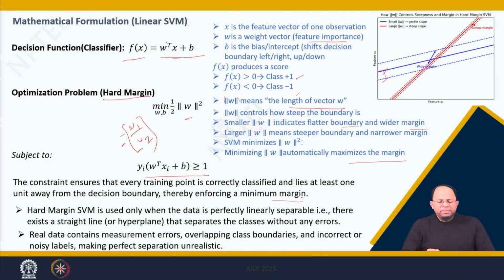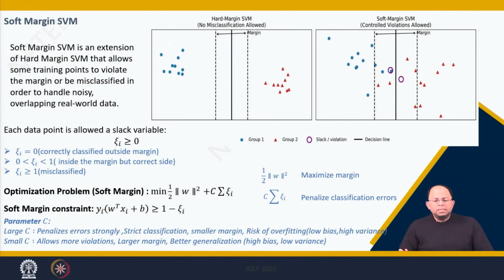Now hard margin SVM is used only when data is perfectly linearly separable. That is, there exists a straight line or hyperplane that separates the classes without any errors. But the problem is, real data is much more chaotic. There are measurement errors, overlapping class boundaries, noisy data, and incorrect or noisy labels. So this kind of perfect separation is unrealistic, and in most cases we cannot use a hard margin. So what we do is use a soft margin.